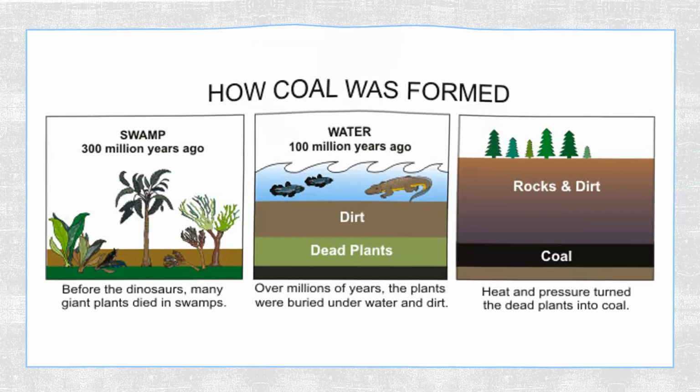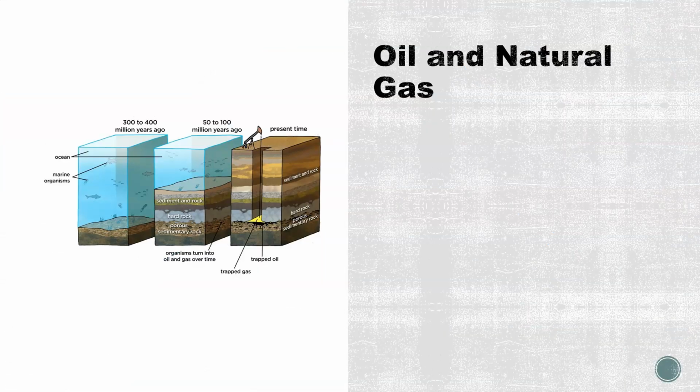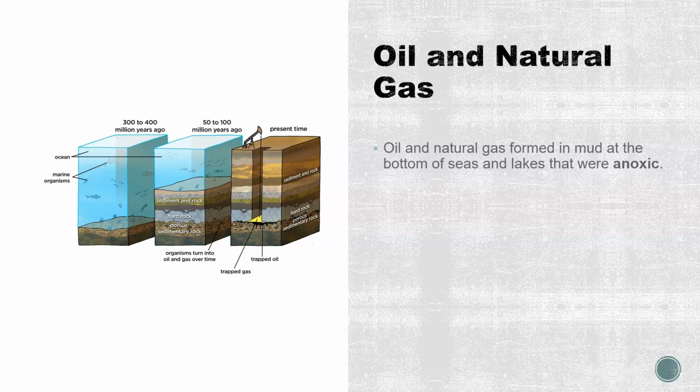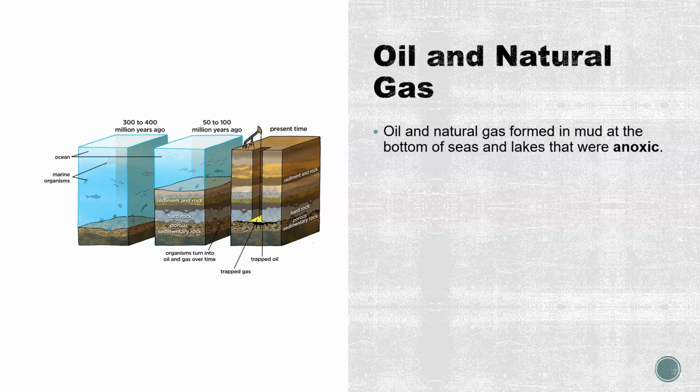Okay, so we've looked at coal. Now we're going to look at crude oil and natural gas. Now, the reason I say crude oil is because I am talking about oil that's taken from the land. I'm not talking about your vegetable oils and things like that. So it is actually called crude oil. So oil and natural gas formed in mud at the bottom of seas and lakes that were anoxic. Now, oil and gas is formed under lakes and seas. Coal is formed from land organisms.